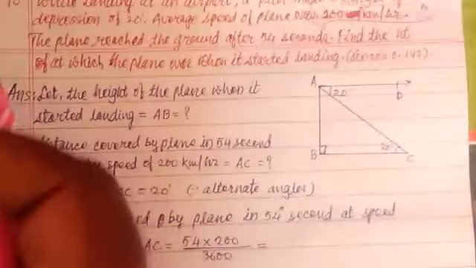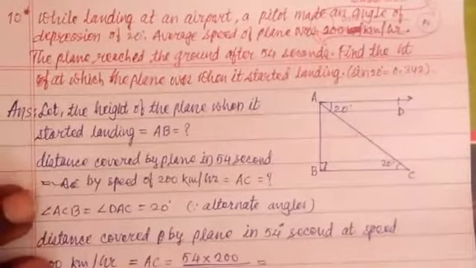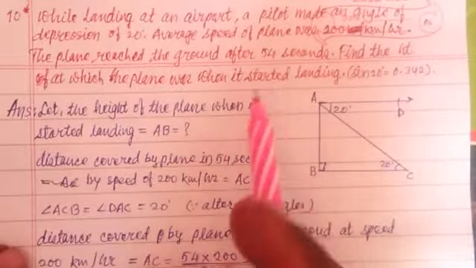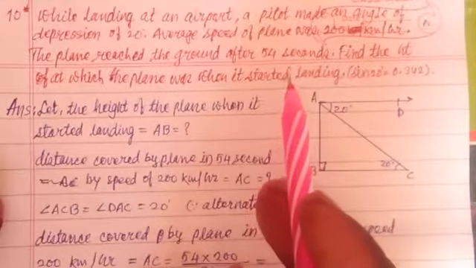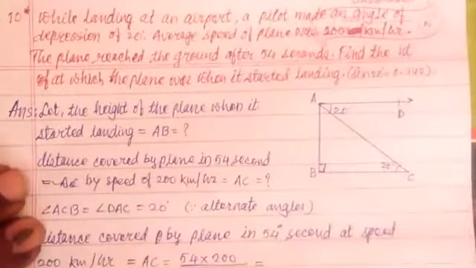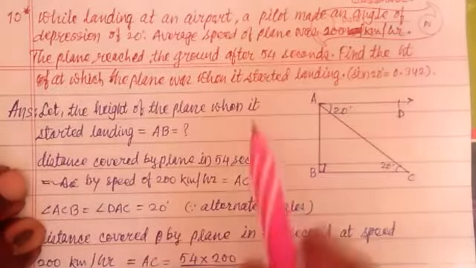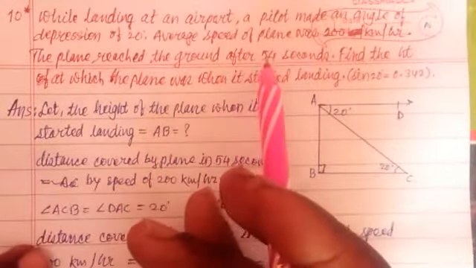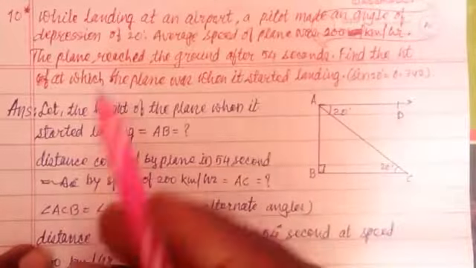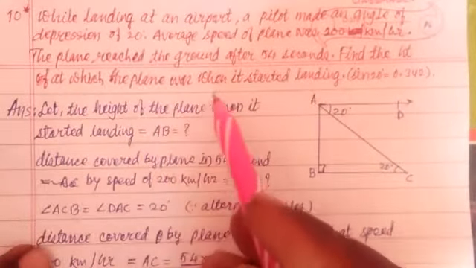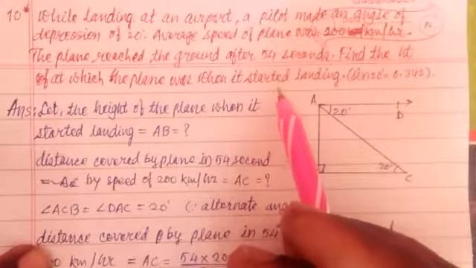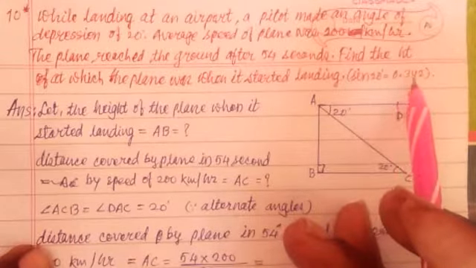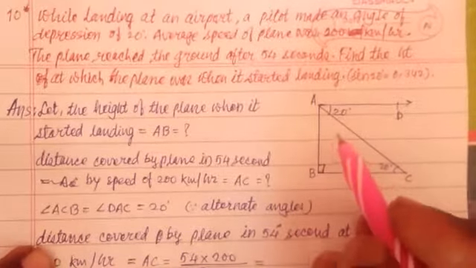Then 10th example: while landing at an airport, a pilot made an angle of depression of 20 degree. Average speed of plane was 200 km per hour. The plane reached the ground after 54 seconds. Find the height at which the plane was when it started landing. Sin 20 degree is equal to 0.342. Now let height of the plane.